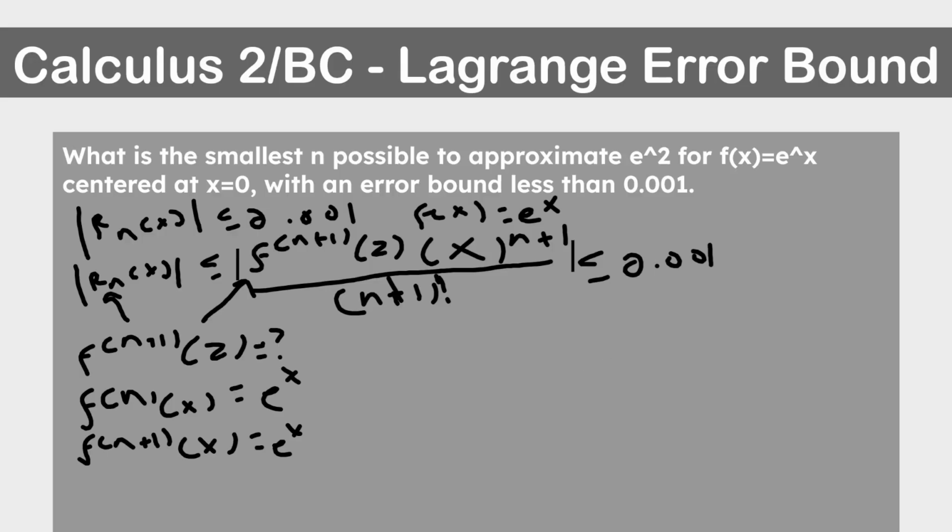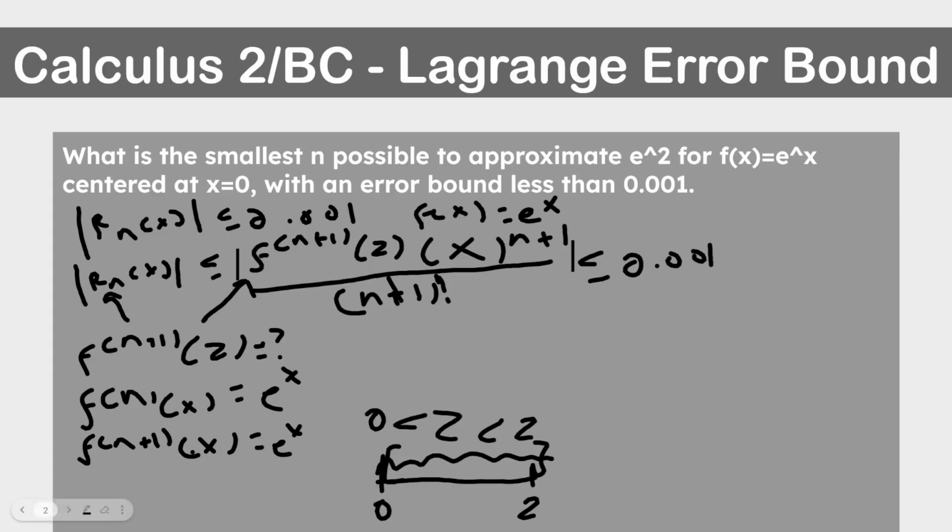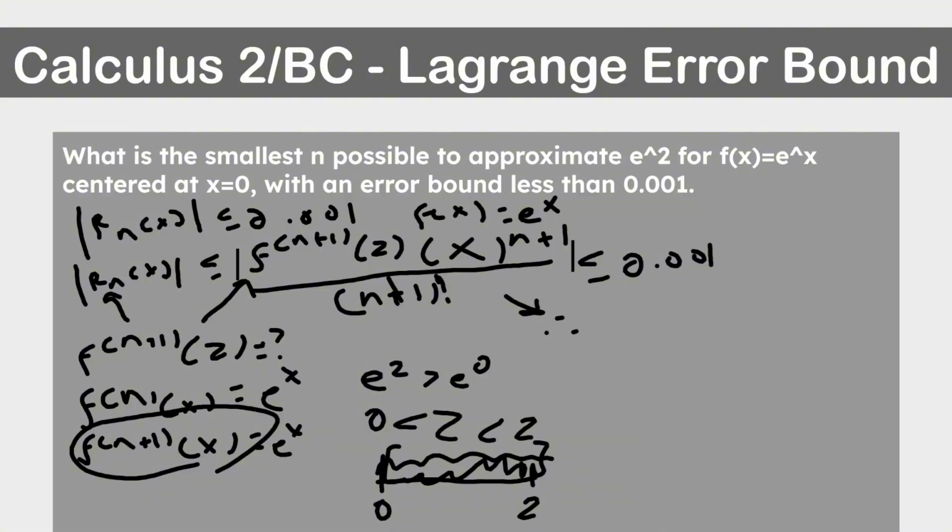So our z exists between the interval 2 and 0, because our c is at 0 and our x is at 2. So in some interval here, this interval is closed, by the way, you're going to have the largest value for the nth plus first derivative. So it can be quickly determined that e squared is the largest value, as it is bigger than e to the power of 0 and everything that comes before it. So now we can rewrite the error bound to include e squared.